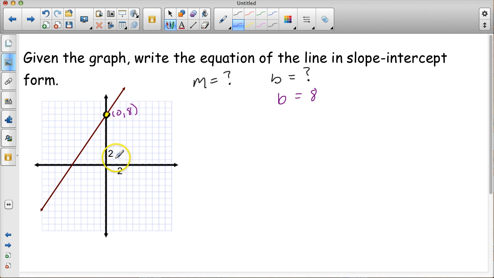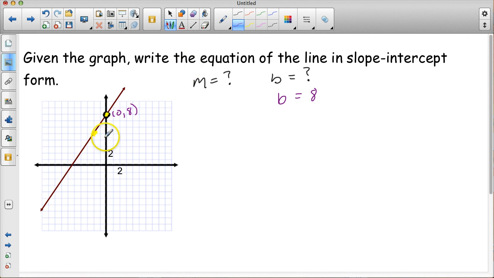Now I need to find my slope. So I'm going to find two values on my graph that I can use to help me find my slope. I can use the (0, 8), and I need another point that I know exactly what it is. And to me, it looks like I can use this point right here.